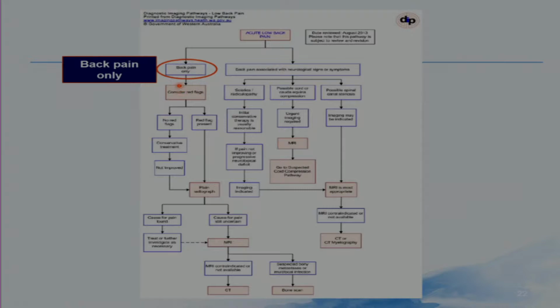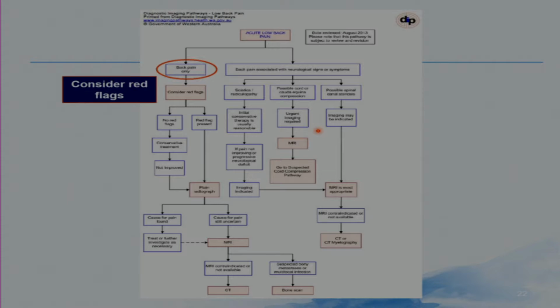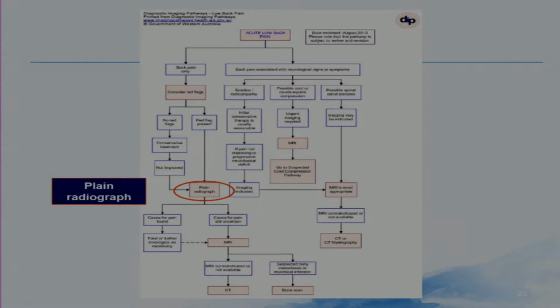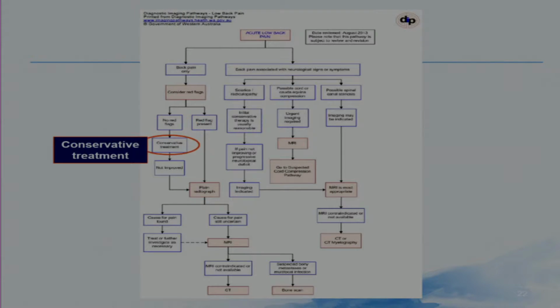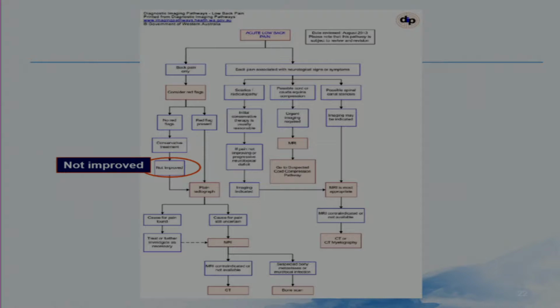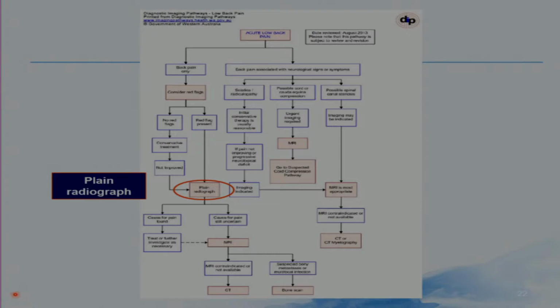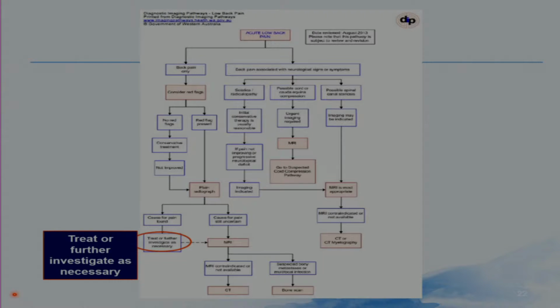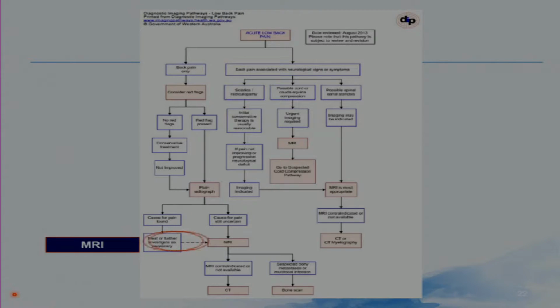So if there's back pain only, that is without neurological symptoms, you consider red flags. So if there are red flags, you go for a plain radiograph. If there are no red flags, conservative treatment, and if the patient has not improved, you have to go for a plain radiograph. So with the plain radiograph, if the cause for pain is found, then treat or further investigate as necessary. And you may proceed for an MRI.